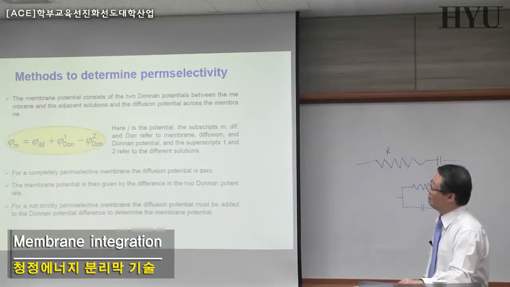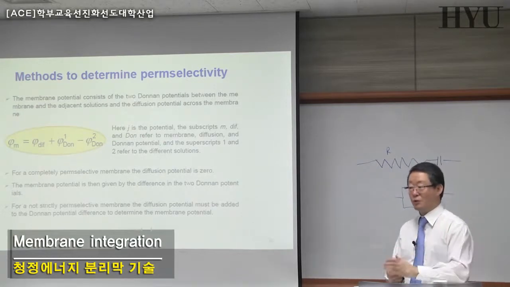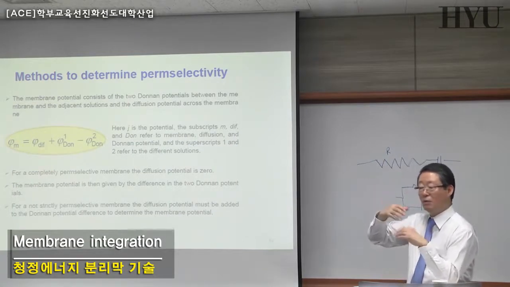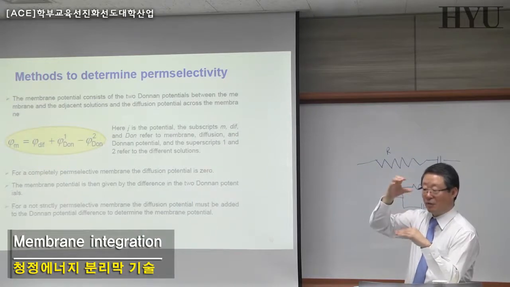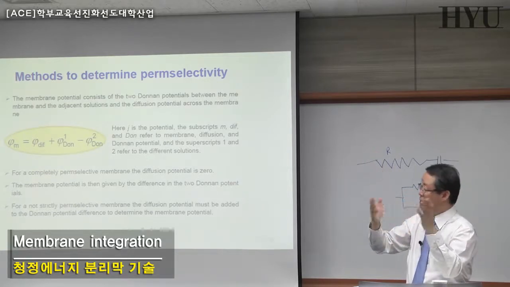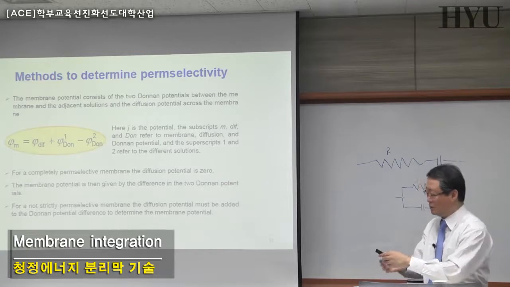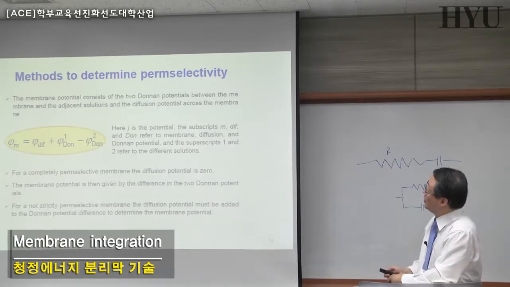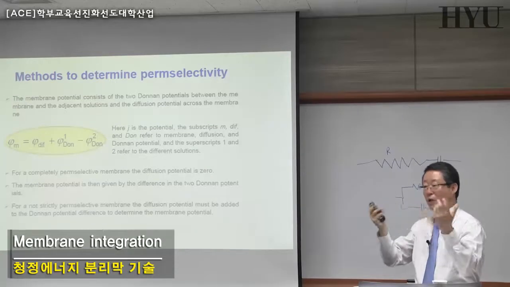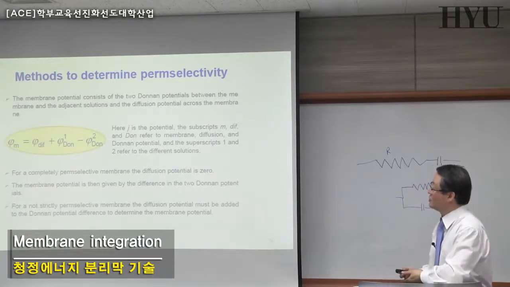Permselectivity is related to the Donnan exclusion principle. The Donnan exclusion principle is that if you have a counter ion, then you have attraction, whereas if you have both of the same ion, you have exclusion, repulsion. So the Donnan exclusion principle is applied in this case, and the membrane potential is the one where you have the Donnan potential between the membrane and the adjacent solution. So you have a small layer, the boundary layer, resistances and so on in this case.